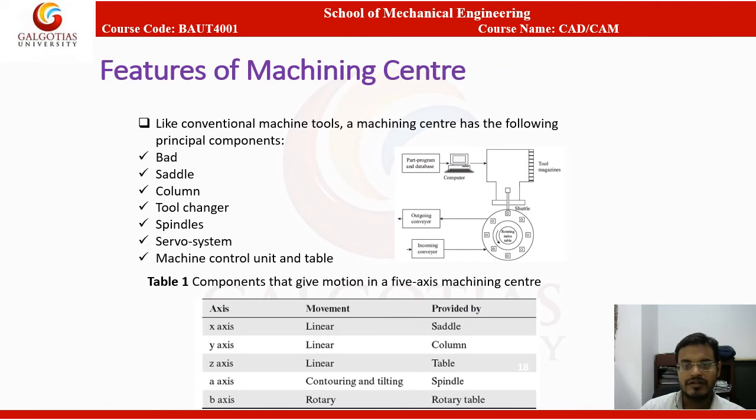Features of machining center: like conventional machine tools, a machining center has the following principal components: bed, saddle, column, tool changer, spindle, servo system, machine control unit, and table. So in the CNC machine, there is a 5-axis machining center. The x-axis is controlled by the saddle, linear movement. Then column gives the y-axis, z-axis is given by the table. A-axis controls tilting by the spindle, B-axis is the rotary table. So these 5 axes of the machining center are controlled by different components. So these are the features of machining center.